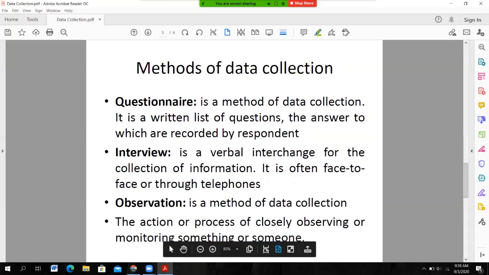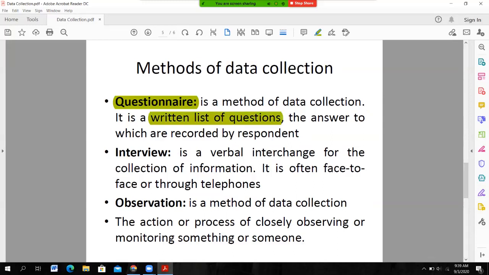Data can also be collected by means of questionnaire. Questionnaire is a method of data collection. What is meant by questionnaire? A questionnaire is a written list of questions, the answers to which are recorded by the respondent. Respondents means the members of the targeted population. So the answers are recorded by the individuals of the study.